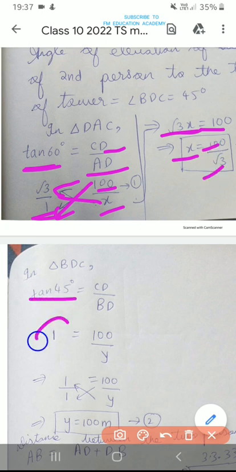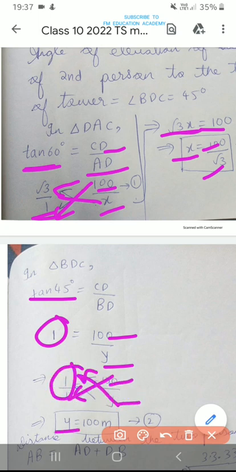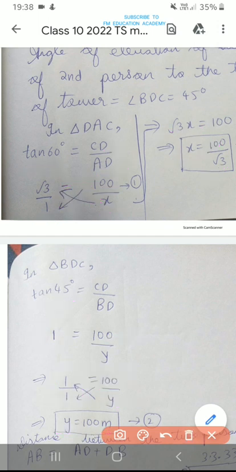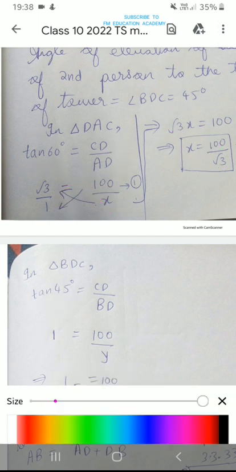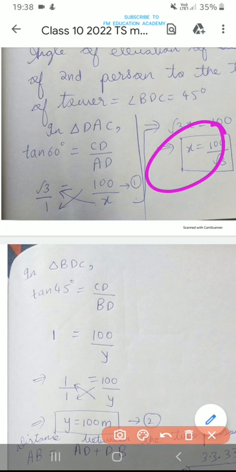Here tan 45 value is 1, 1 is equal to 100 by Y. Now 1 can be written as 1 by 1, 1 by 1 is equal to 100 by Y, cross multiply, Y into 1 is Y, Y is equal to 100 meters. Now I got the value of X and I got the value of Y. So I had to find out the distance between the two, meaning I have to add X and Y.